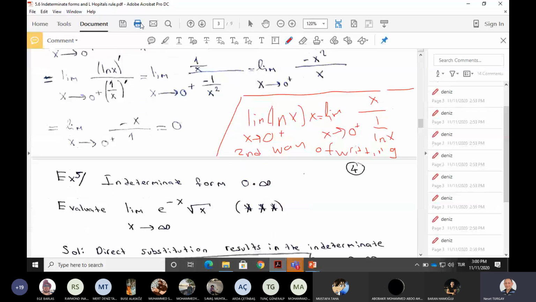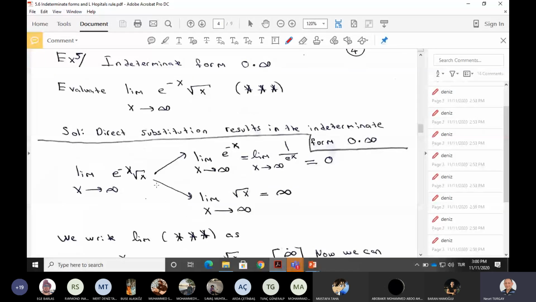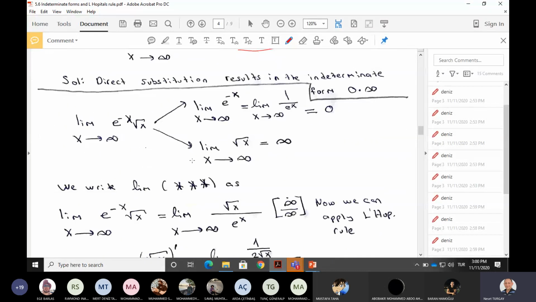Okay, you are a very good student. Let's continue. Now look at this question: e to the power minus x times root x. As you see, this is equal to 1 over e to the power x, and as x goes to infinity, 1 over infinity goes to 0. This is infinity. So that means you have 0 times infinity, an indeterminate form. So this is 3 star. You write this 3 star.